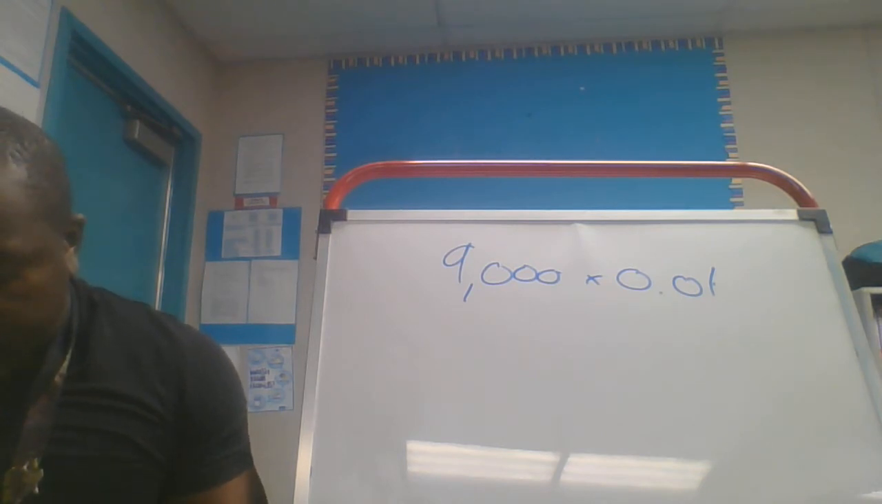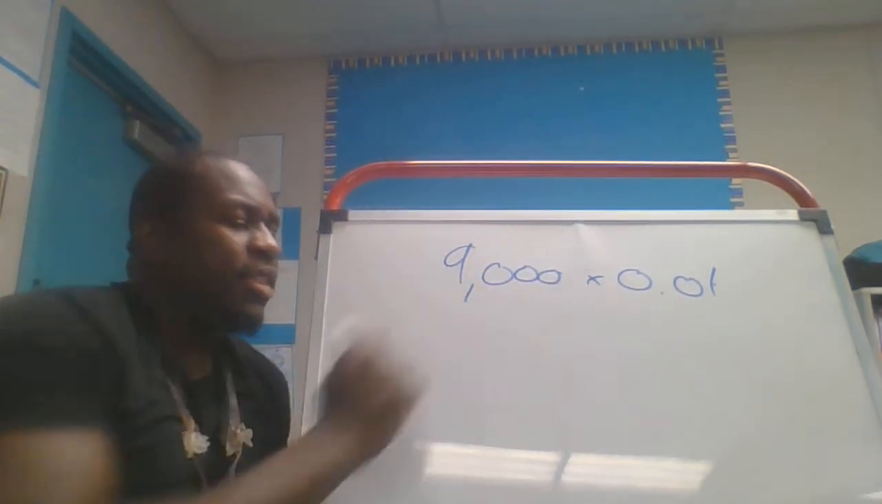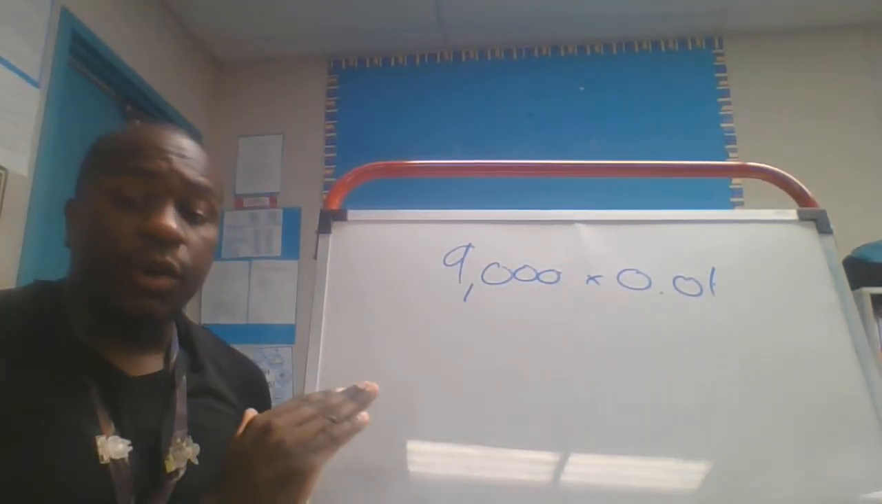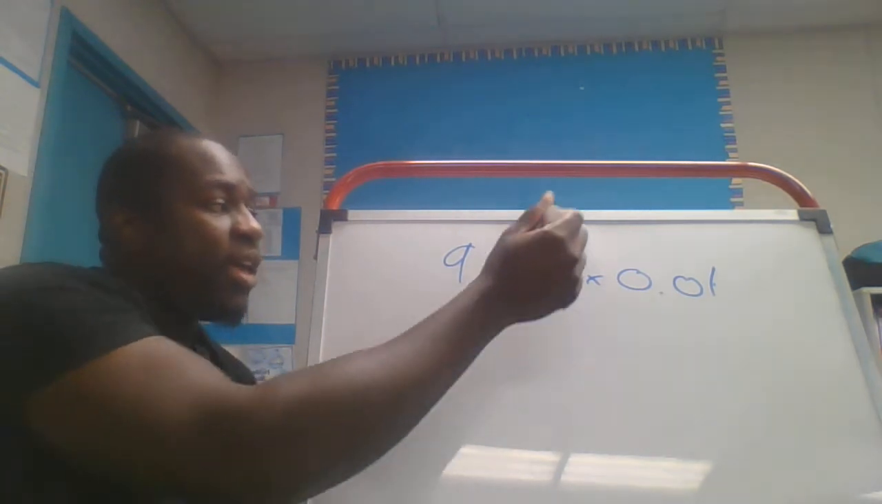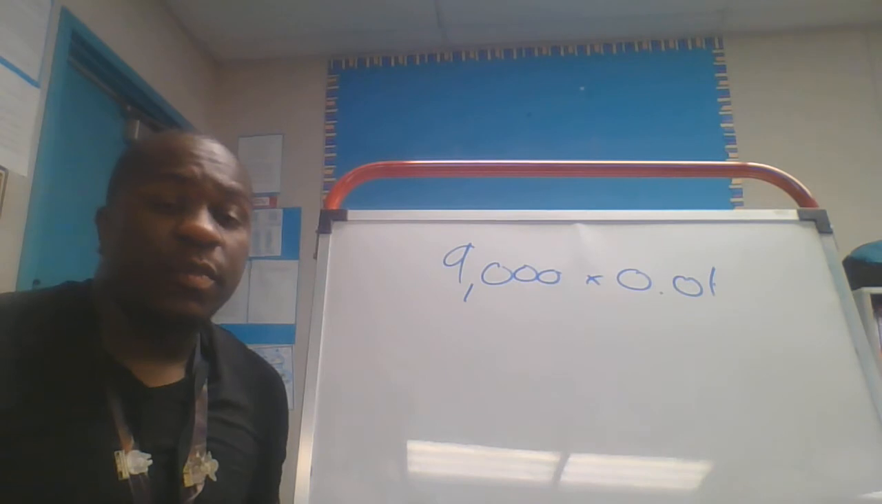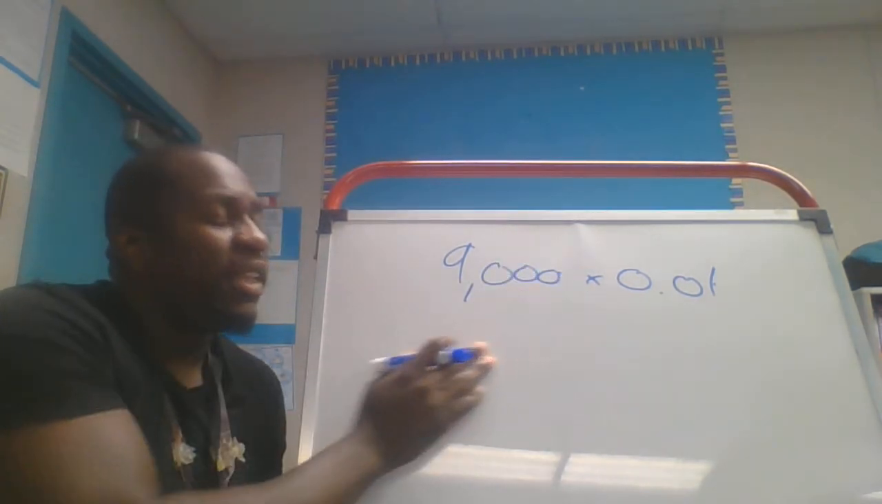Okay, so even though I didn't write the decimal there, it's always there. At the end of every whole number is a decimal. There is no ifs, ands, or buts about that. If you have a whole number, at the end there's a decimal, whether we write it or not. And so we're going to slide that decimal to the left.